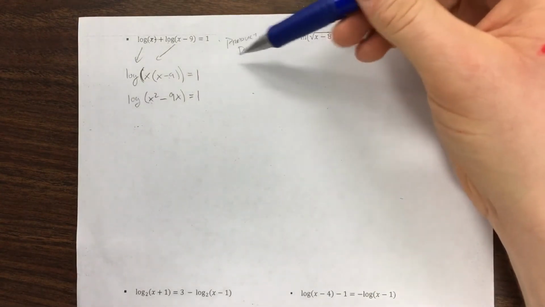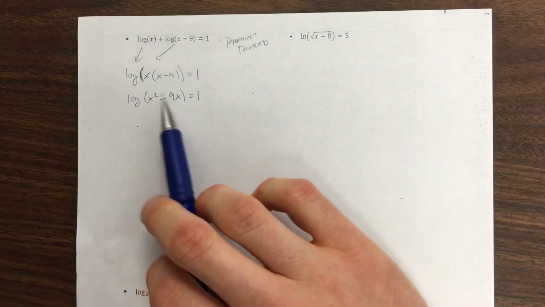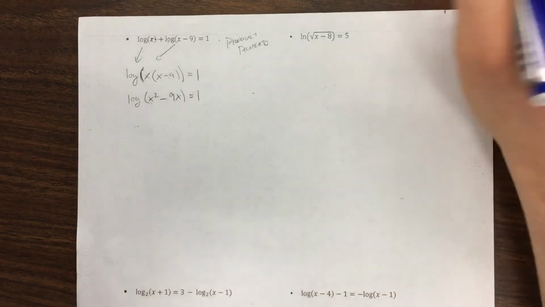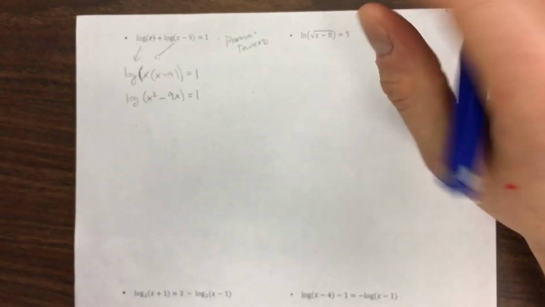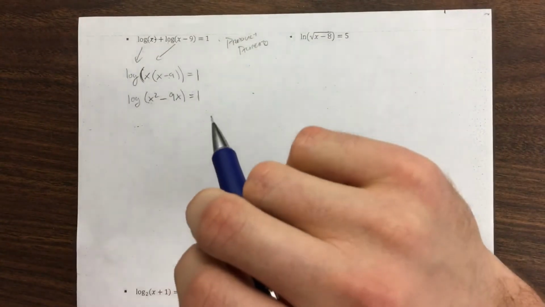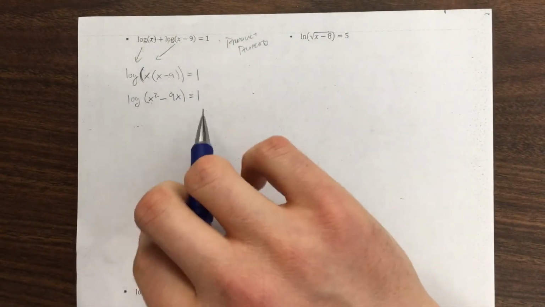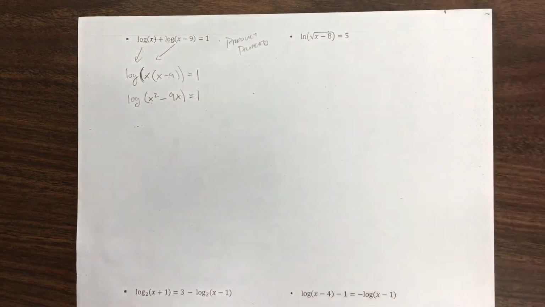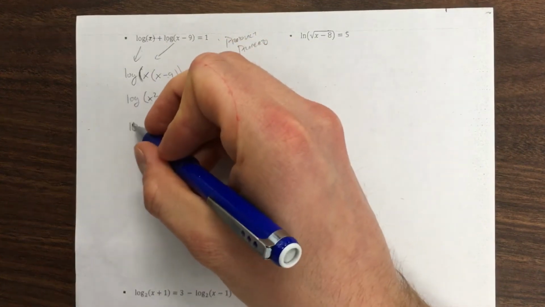Now, after using the product property, we have the log function of one quantity equals 1. Now we can change it to its exponential form and use that to help solve our equation. So let's see how that would work. If we look at this equation, we're trying to figure out what is the base in this equation. Well, hopefully we can recall if it's just log, our base would be 10. So because it's just log, we don't have a base. It's understood that our base is 10.